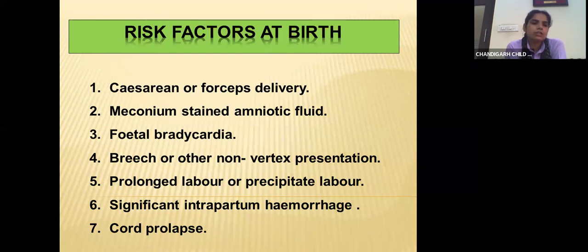And breech presentation or non-vertex presentation, prolonged labor or precipitate labor. Prolonged labor contains a lot of hypoxia. So at that time, initial steps and resuscitation are required. Significant intrapartum hemorrhage and cord collapse.